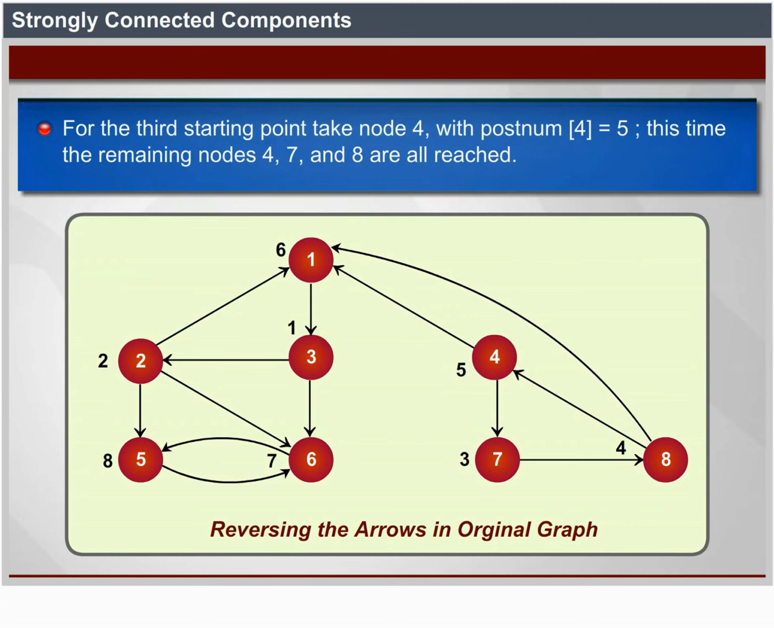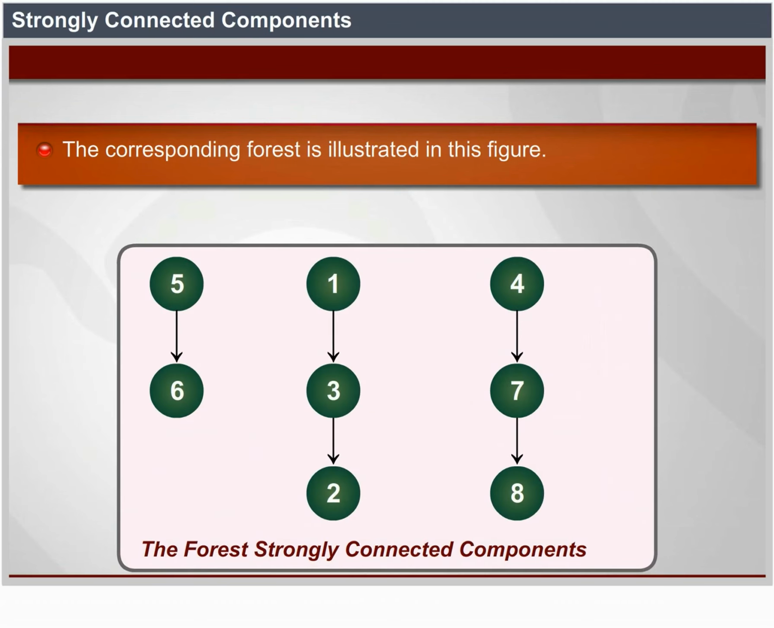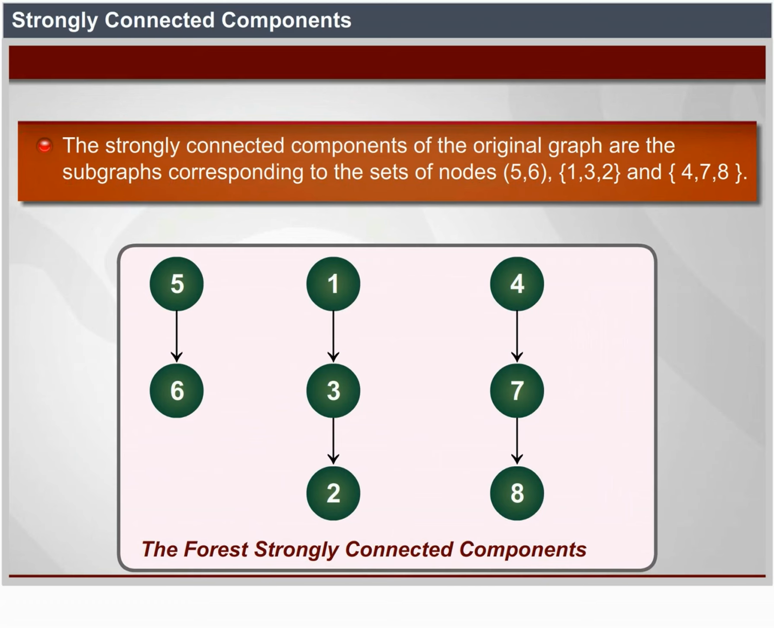The corresponding forest is illustrated in this figure. The strongly connected components of the original graph are the subgraphs corresponding to the sets of nodes 5, 6; 1, 3, 2; and 4, 7, 8. It is harder to prove the result the other way.